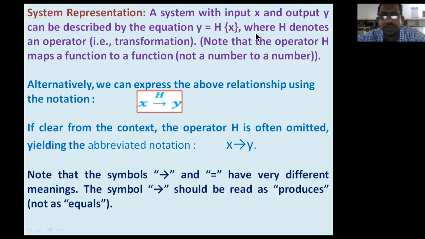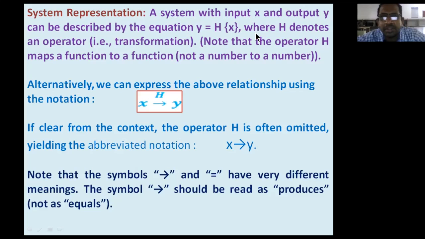In this definition of a system, y is equal to h of x, where h denotes the operator, known as the transformation symbol. This operator maps a function to a function, not a number to a number. What is the meaning of it? x of t is basically a function. The function x of t is mapped to another function called y of t after processing the signal x of t. That response of a system is represented simply by h for us.